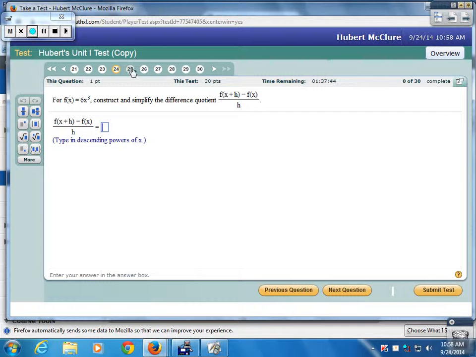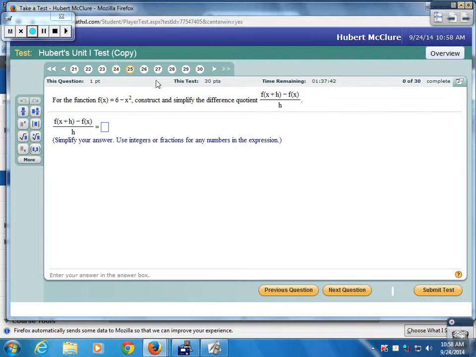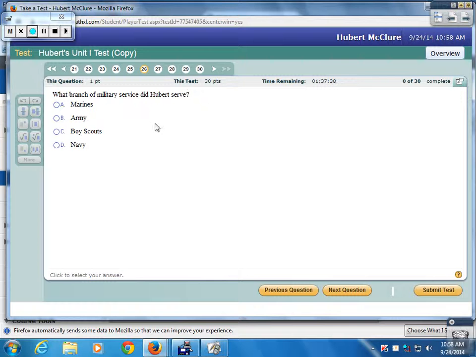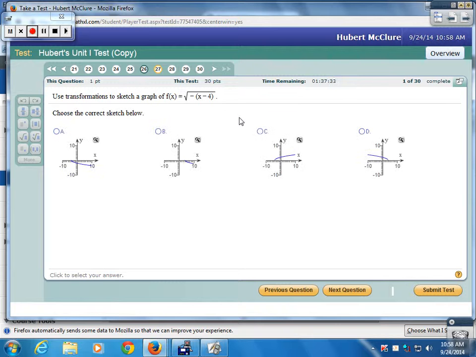Another quotient. That's how many? 3 or 4 quotient. 5. What branch? Good job. Put Boy Scouts, don't put Army.